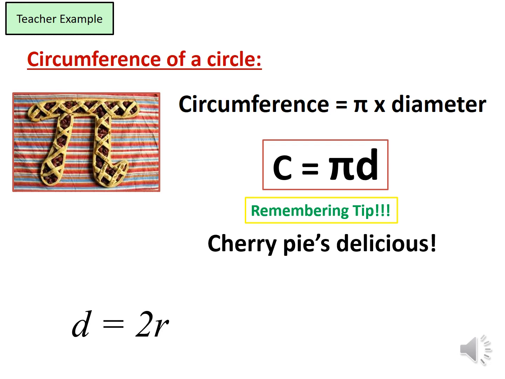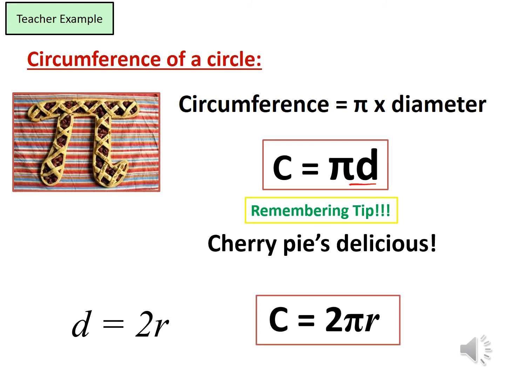So we can also change the way we write this formula out. Here we've got diameter equals 2 times the radius. Now if I replace the diameter in this equation with 2r, we can get the equation now written as circumference equals 2 pi r.